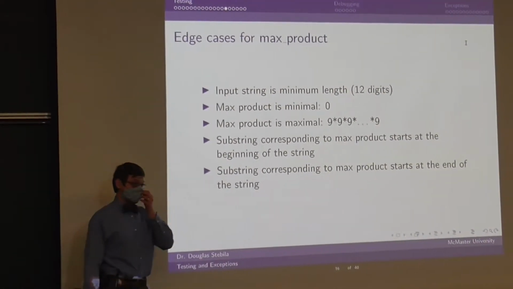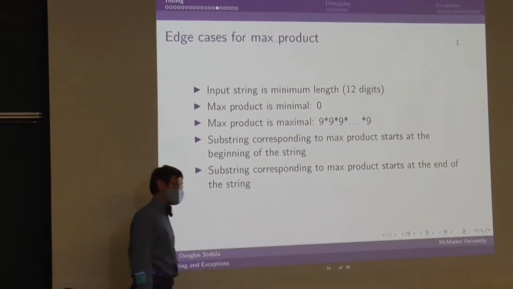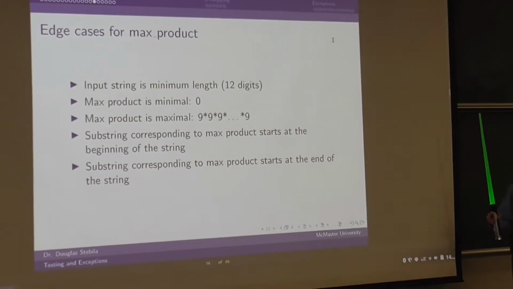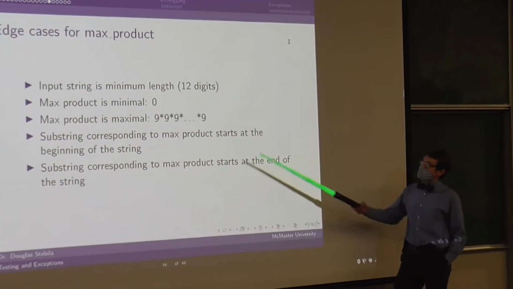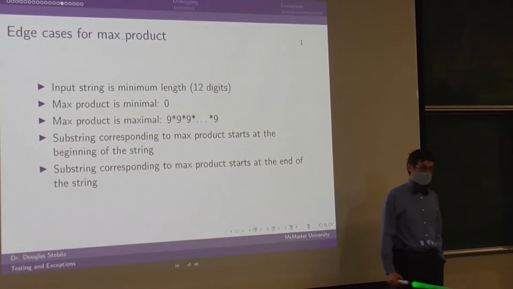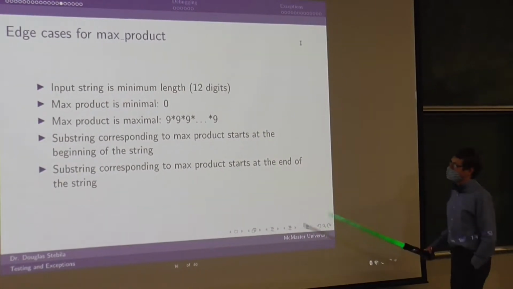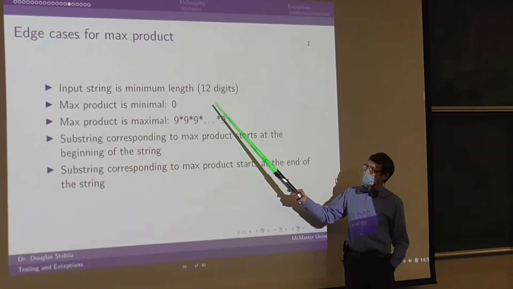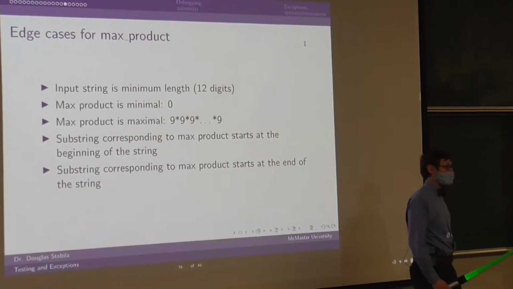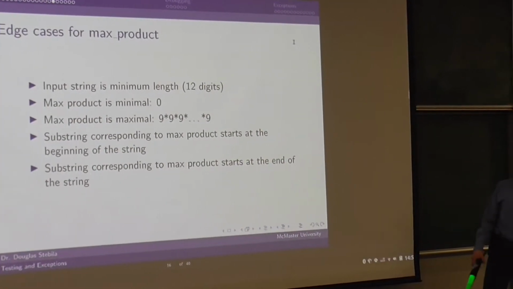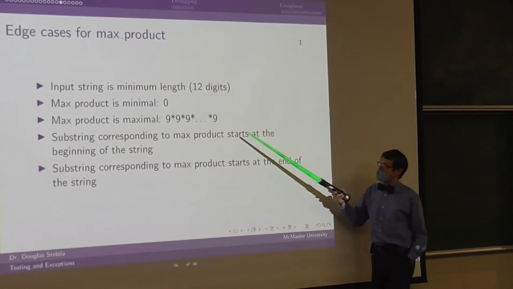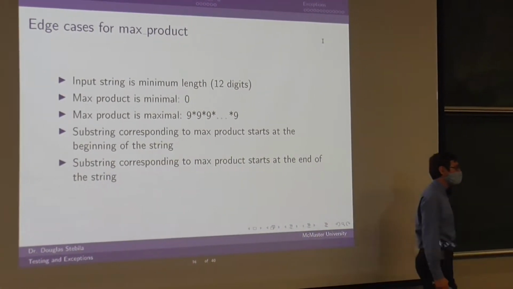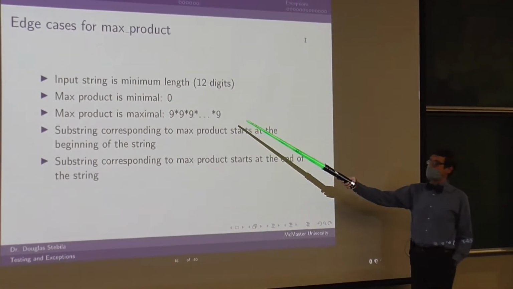The types of end cases that we would develop for the max product algorithm. We know that we want 12 adjacent integers. So let's try an input string that is the minimum possible length. In fact, we would also possibly want to test the behavior for lengths less than this to make sure that the program doesn't throw up, that it doesn't puke its guts all over your motherboard. Check for a minimal output. Minimum possible output is 0, so we should check that.